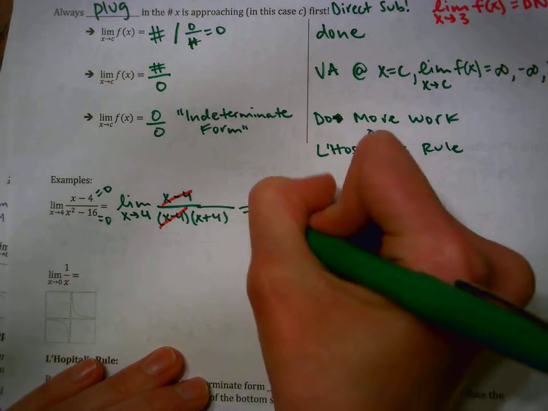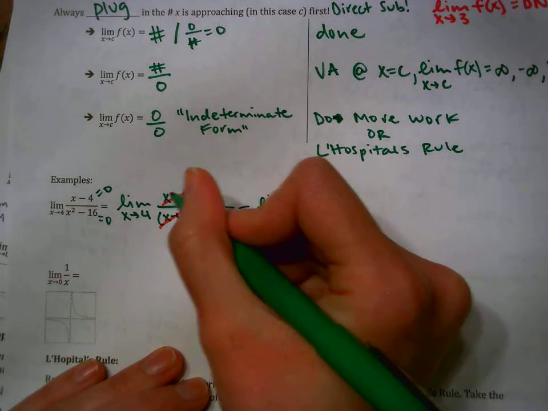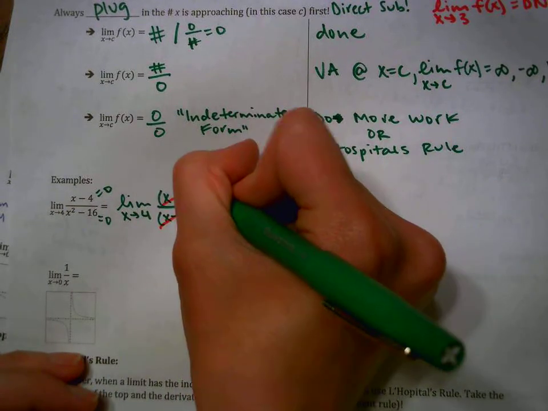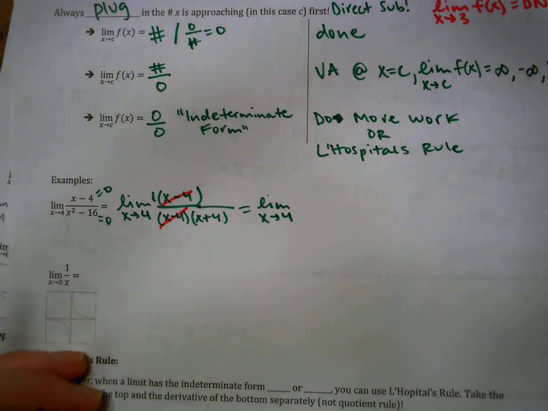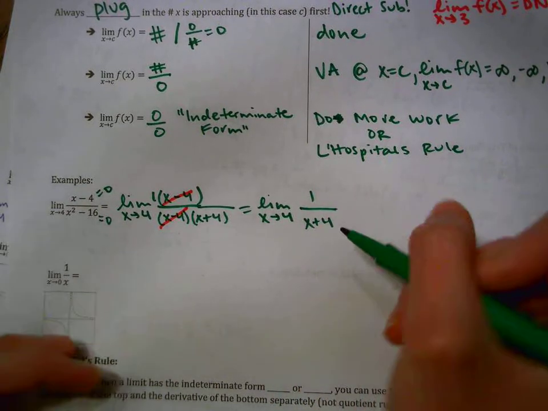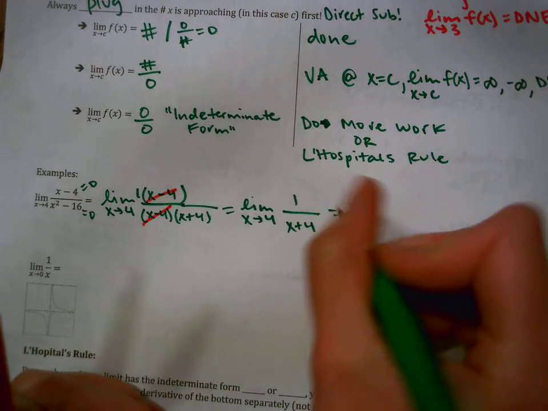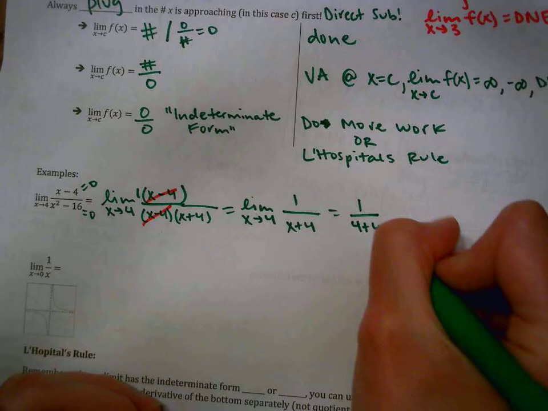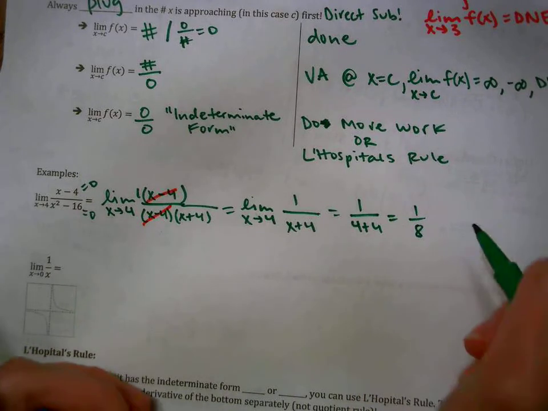So that would equal the limit as x approaches 4. What is left on top is a 1, right? Because that whole factor cancels, so you're left with just a coefficient 1 over x plus 4. Now you try to plug it in, which we can see it'll work. It'll be 1 over 4 plus 4, so 1 over 8.